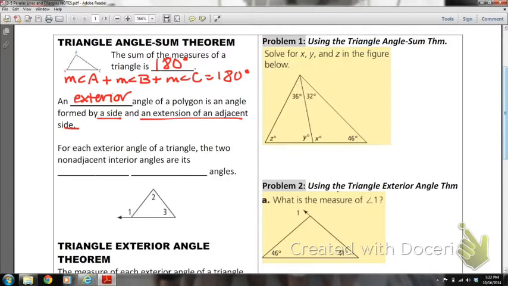The next definition is for remote interior angles. So for each exterior angle of a triangle that you have, the two non-adjacent interior angles are called its remote interior angles. We're going to use those definitions in the next theorem. But let's look at the diagram below.